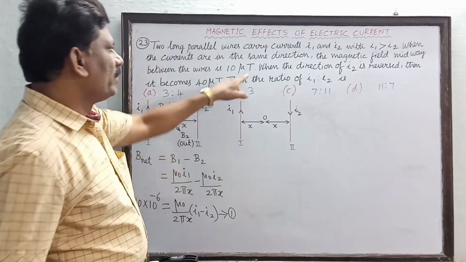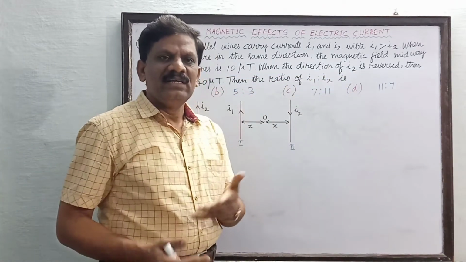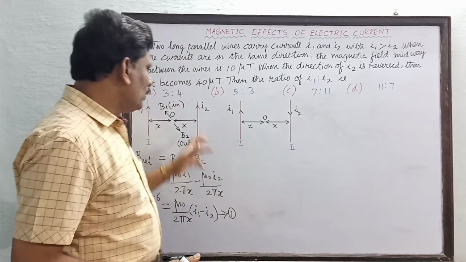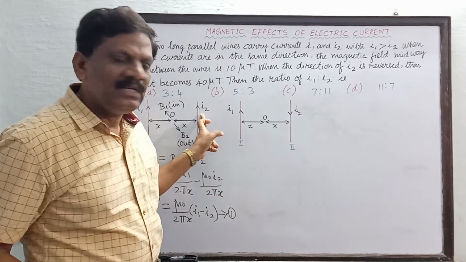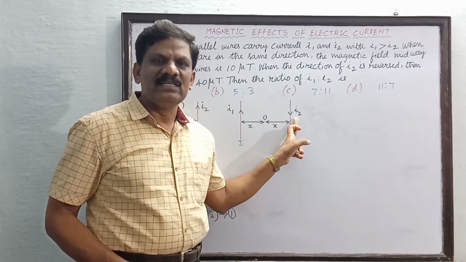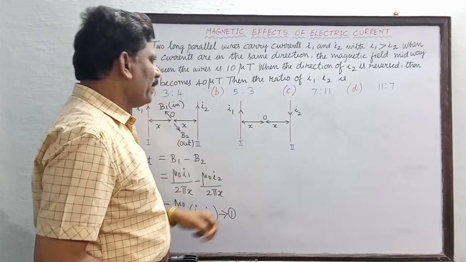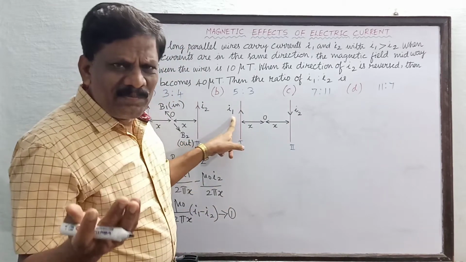Now according to the second condition, when the direction of the current I2 is reversed, earlier the current I2 was flowing in the upward direction. Now it is flowing in what? The downward direction, is it not? It is flowing in the downward direction. Now I1 is still in the upward direction.